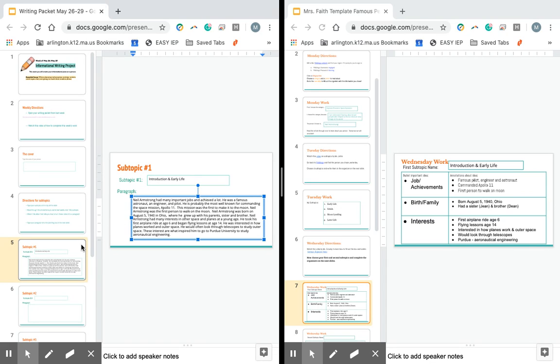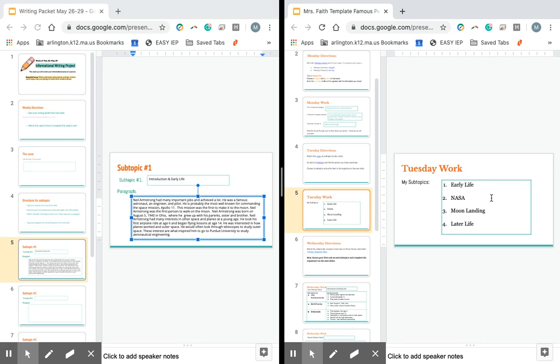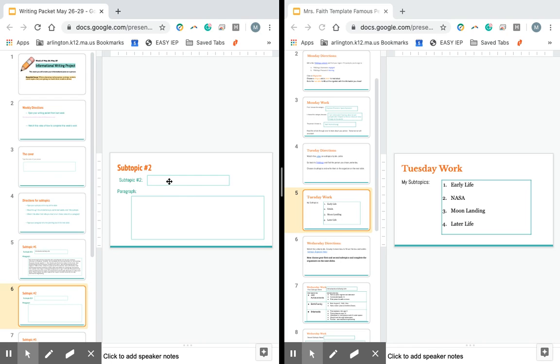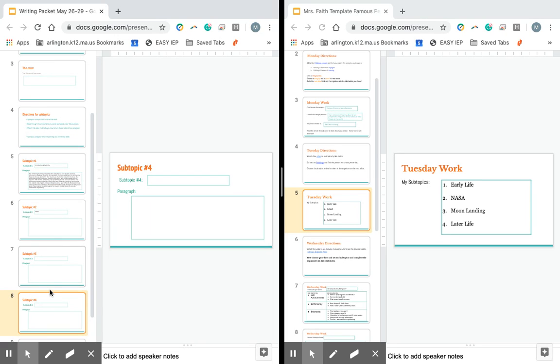So your job this week is to complete your paragraph for each subtopic that you annotated last week. So mine from last week were his early life, NASA, moon landing, and later in life. So after I'm done with typing my paragraph for subtopic 1, which was introduction in early life, tomorrow I would go to subtopic 2. In my final presentation, I would type in the name of it, which is NASA, and then I would start using my annotations from last week about NASA to turn them into a paragraph. So you're going to keep doing that until you are done with all of your subtopics. You have paragraphs for all 4.